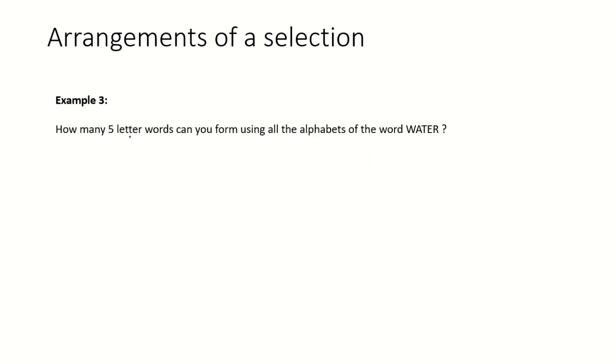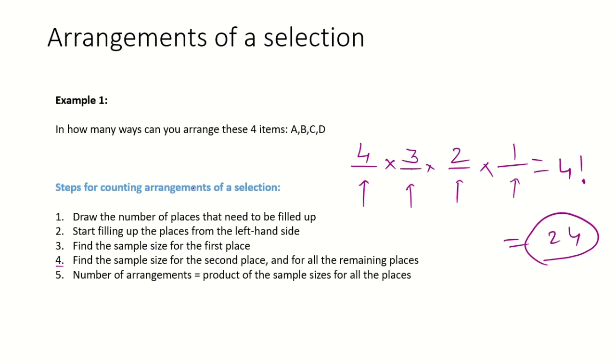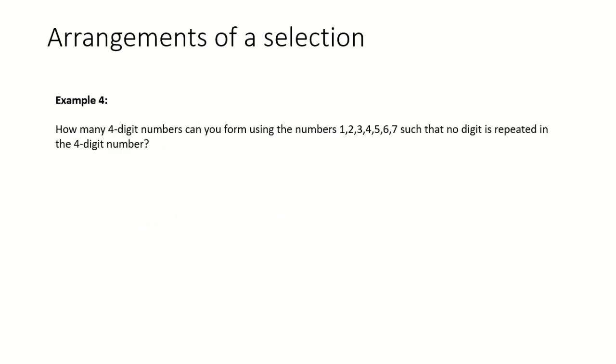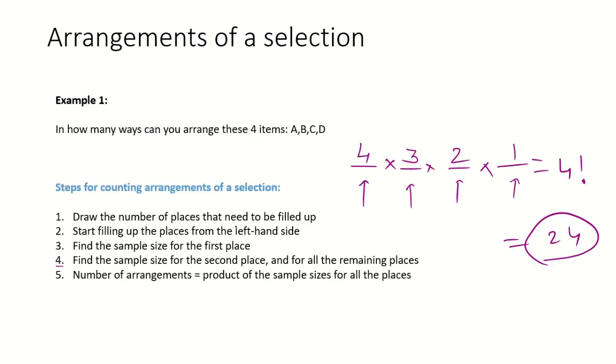Say, how many 5-letter words can you form using all the alphabets of the word water? So, again, coming back to the steps for counting arrangements, we first draw the number of places that need to be filled up. The number of places that we need to fill up are 5, right? We need to form 5-letter words. And the second step is start filling up the places from the left hand side.